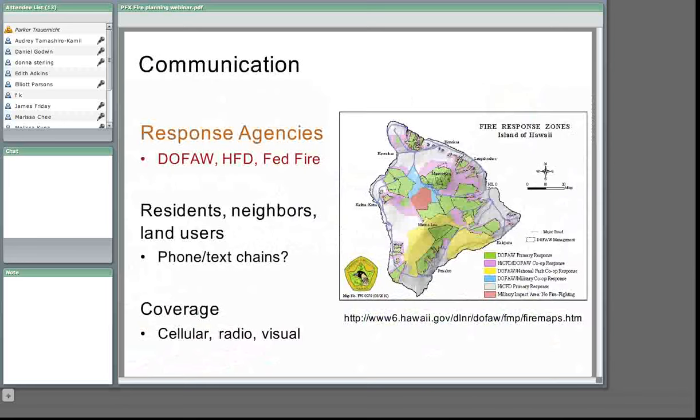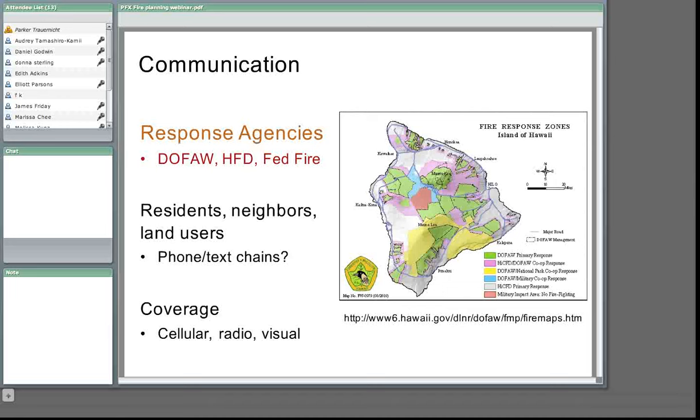Communication is something that can often be overlooked. So this is from a general sense. I guess the most important thing is communicating your needs and your plan to the relevant fire response agencies. And we have these response maps for Hawaii State, at least, that indicate which agencies are responsible for which areas. So I encourage you to check those out. And the link is provided in the guide that's posted on our website, so you can look at those maps just to see where you fall within these response jurisdictions.